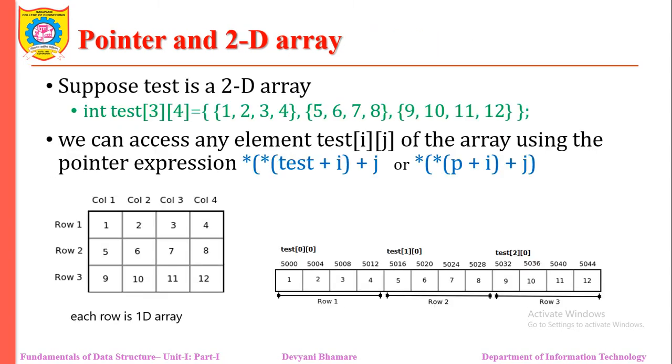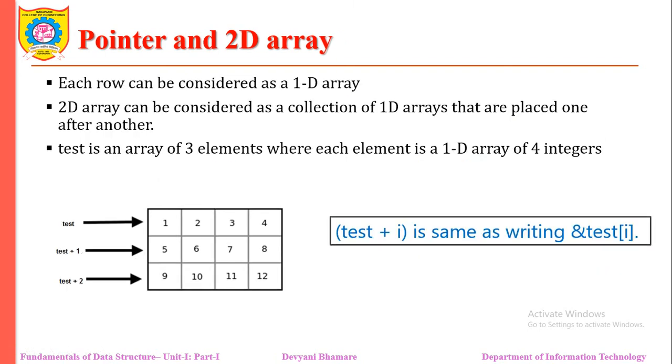Let me start with pointers and the two-dimensional array. We have already seen that a two-dimensional array is a collection of rows and columns. Suppose we say int test[3][4]; here it contains 3 rows. Here we have done compile time initialization. So how do we access that element, or how do we assign pointers to that variable? These variables are stored in memory as per the row-by-row, row-major representation.